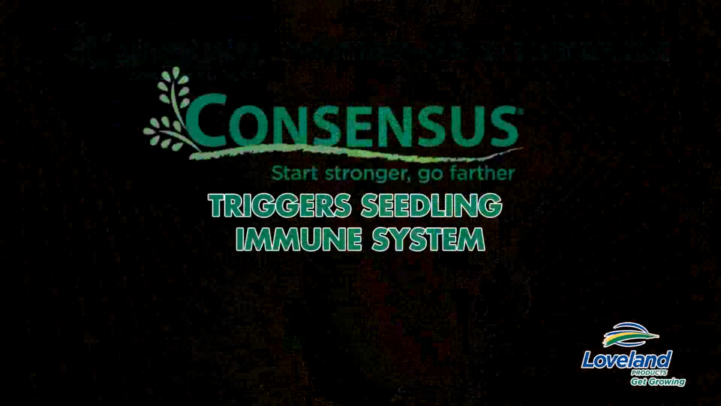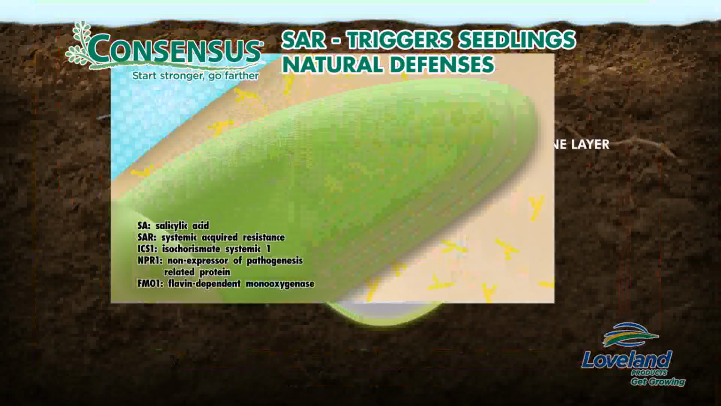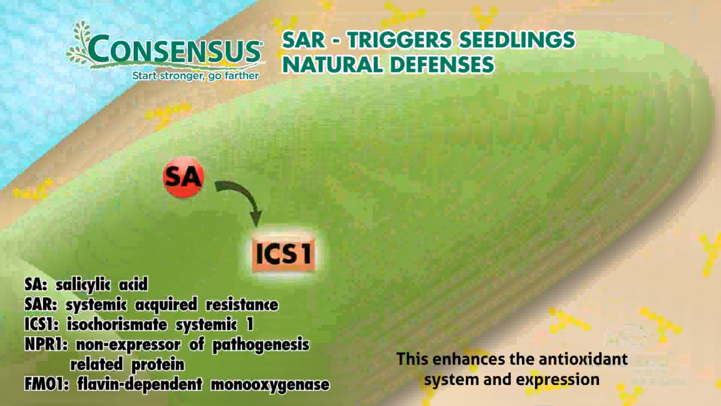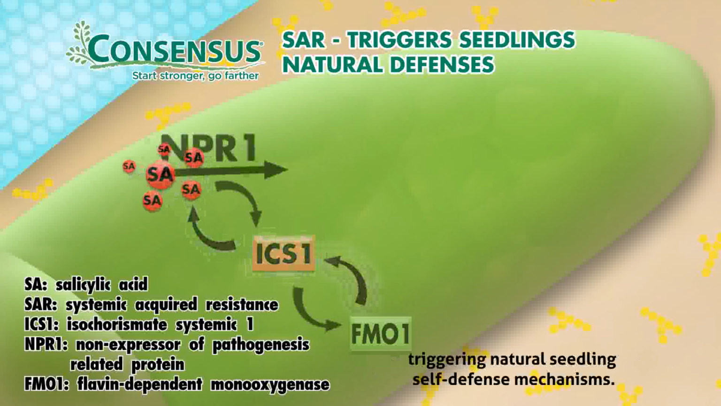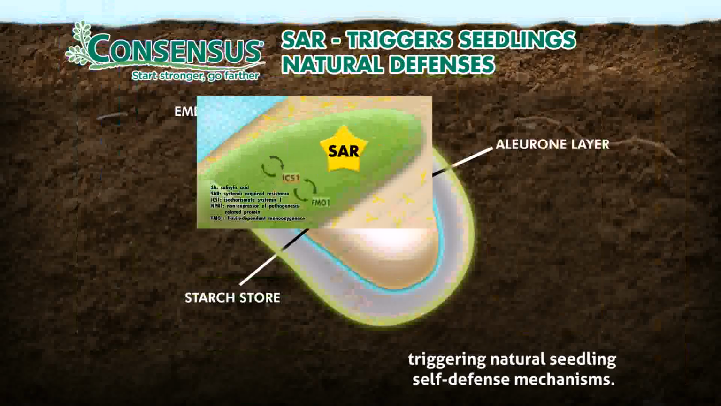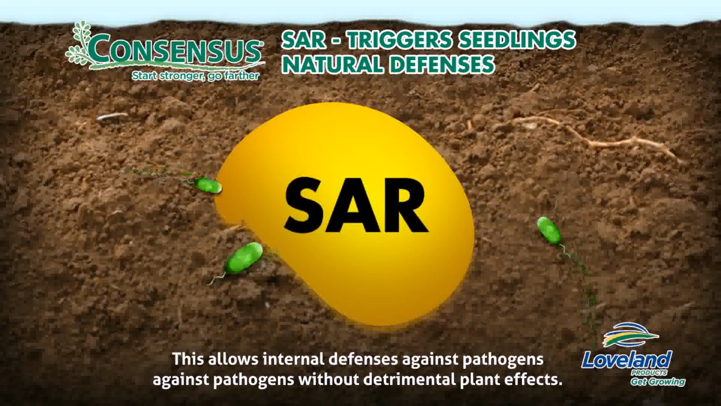Consensus triggers the seedling's immune system. Consensus utilizes systemic acquired resistance, or SAR technology. This enhances the antioxidant system and expression of pathogen response genes and proteins, triggering natural seedling self-defense mechanisms. This allows internal defenses against pathogens without detrimental plant effects.